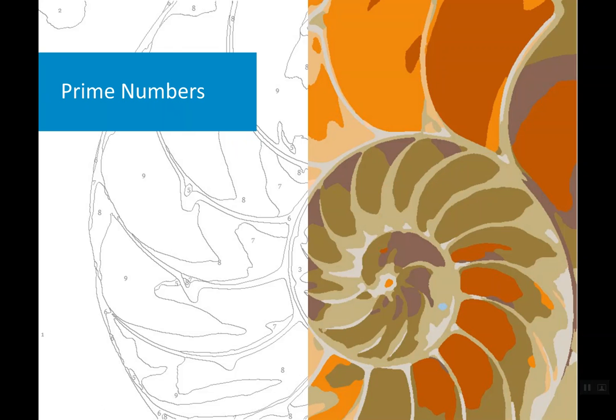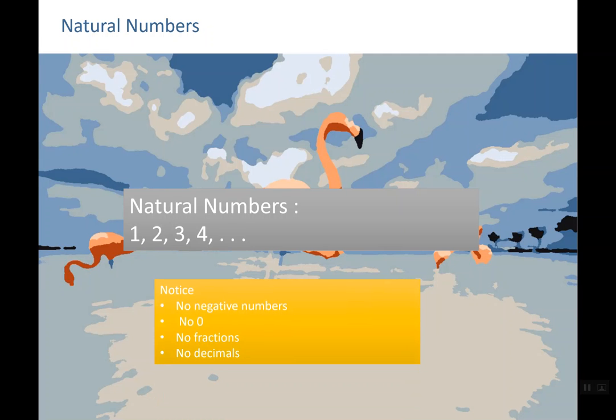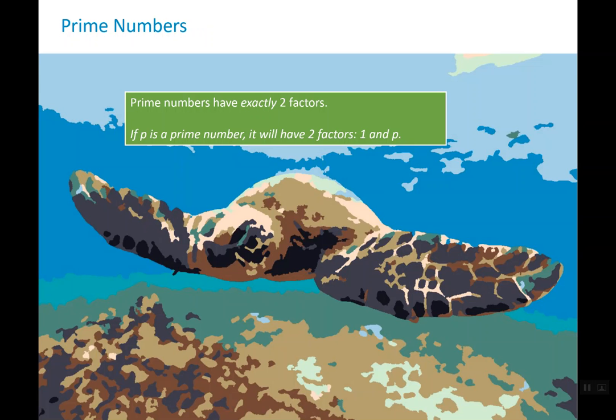Today we're going to talk about prime numbers. When we want to talk about prime numbers, we need to start by saying we're only going to be talking about natural numbers. So natural numbers are numbers like 1, 2, 3, 4, right? It's going to continue that way. I want you to notice I don't have any negative numbers. I don't have a zero. There are no fractions. There's no decimals. Just numbers like when you would count, you would start with 1.